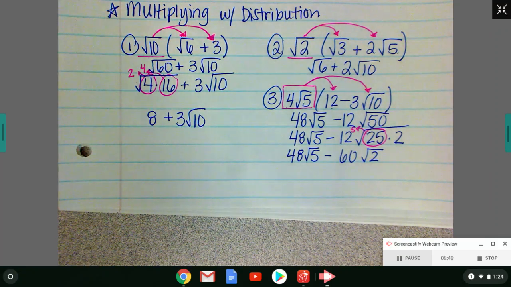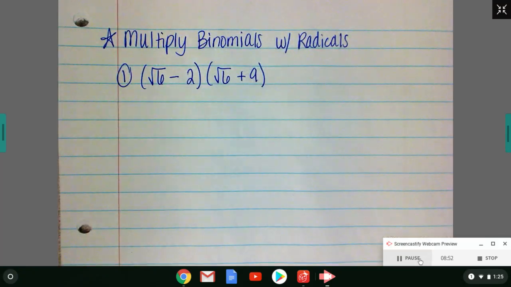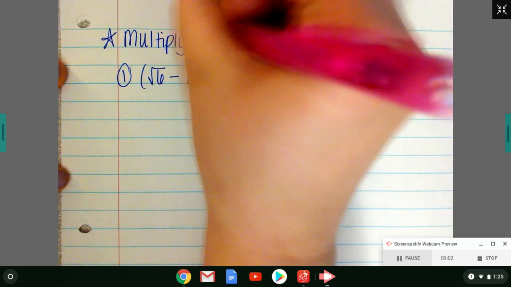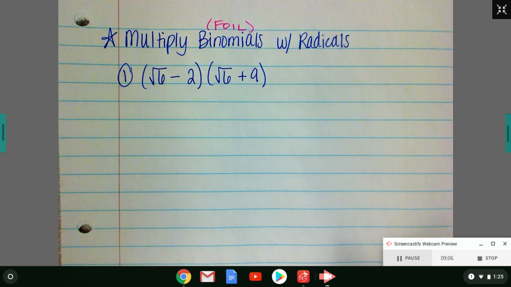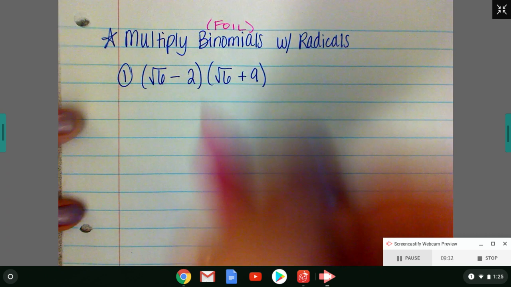There is one more type of these problems. The last type is when we're multiplying radicals, and they happen to be found inside 2 binomials. So whenever we multiply binomials, as a reminder, we are going to be FOILing. So that's what's happening here. It's just that when we do our 4 multiplies, first, outside, inside, last, some of the things we multiply will be radicals.